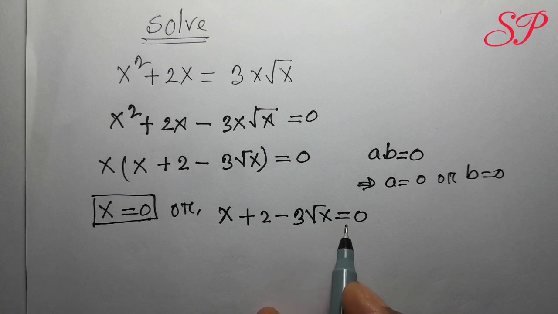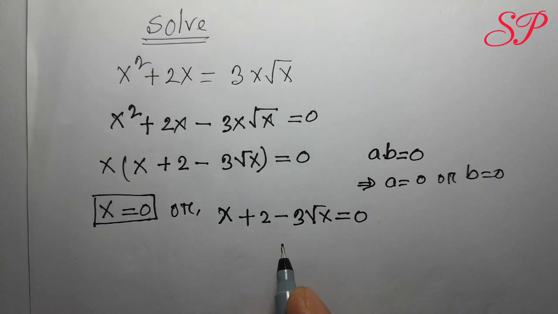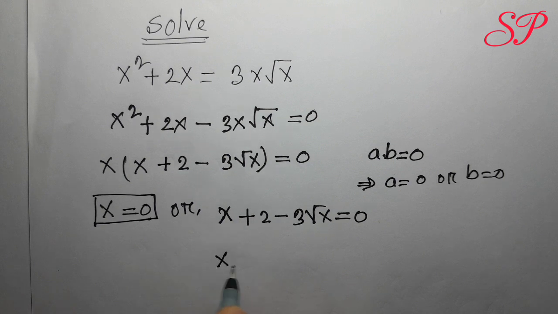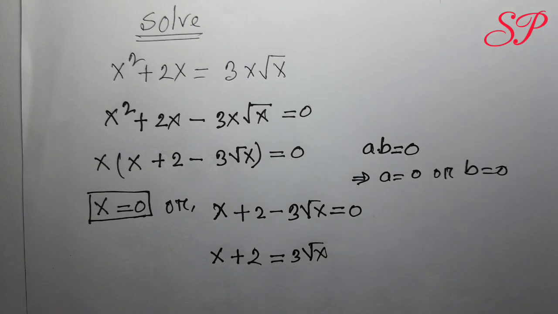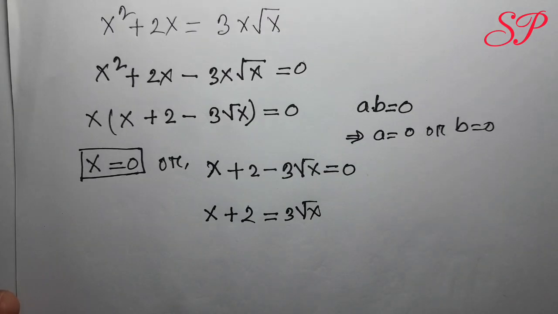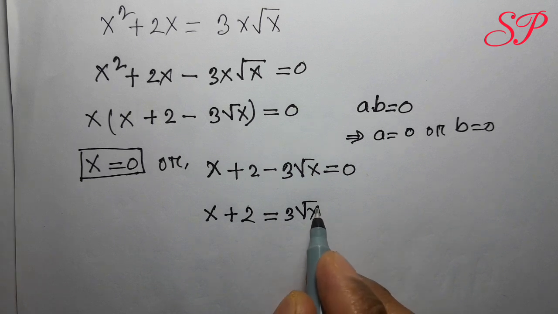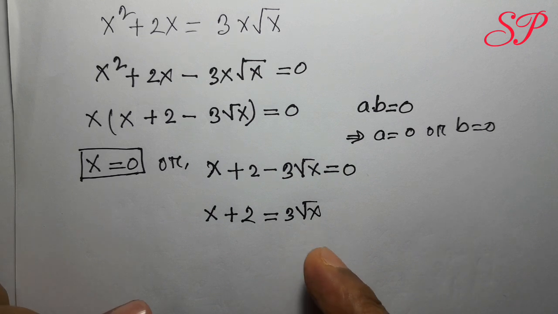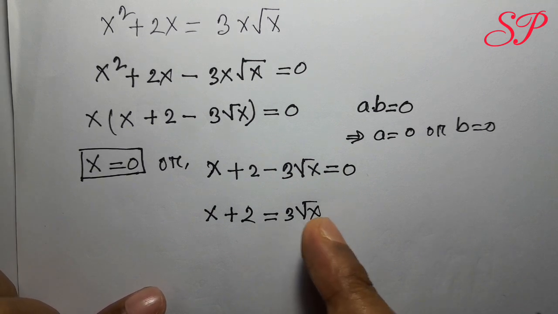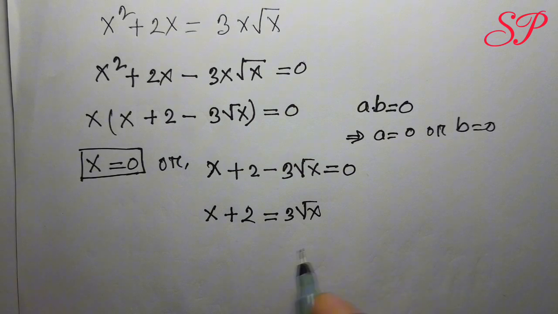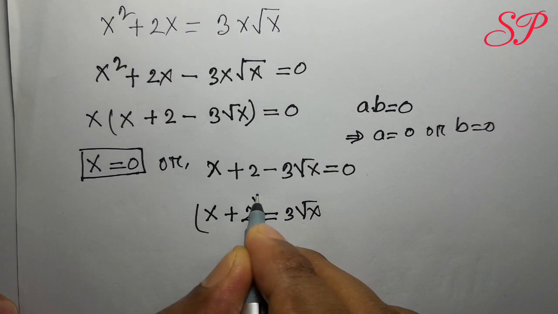We transform 3 root x from the left side to the right side. So we can write x plus 2 is equal to 3 root x. So friends, why do we transform from the left side to the right side? Here is a root. If we square both sides, then the square and root cancel. Now square both sides.